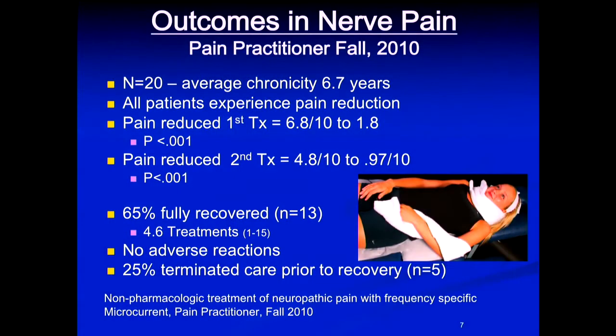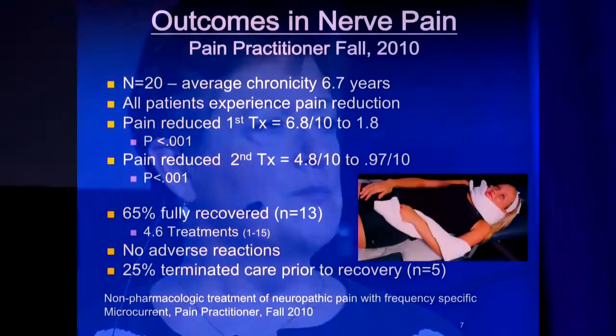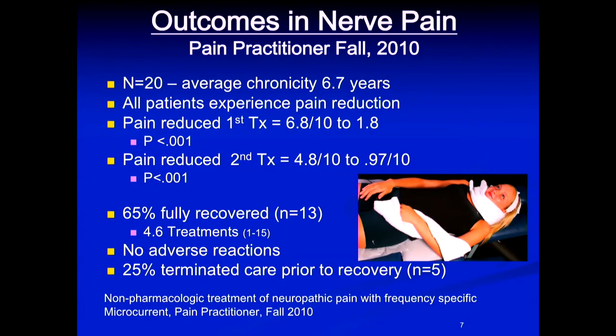65% of them, 13 out of the 20, experienced complete relief and recovered from the nerve pain with 4 or 5 sessions: twice a week the first week, twice a week the second week, and then 1 treatment in the 3rd week to make sure they're still okay. So it's roughly 5 visits. Aside from getting pretty euphoric, there are no side effects, but 25% terminated care prior to recovery. There were 5 of them.